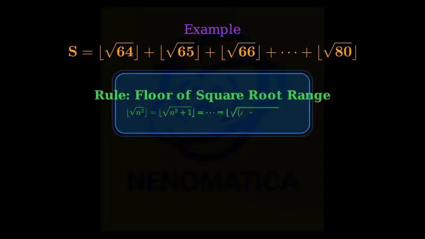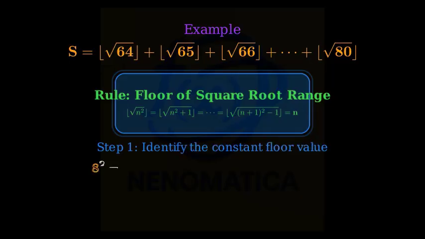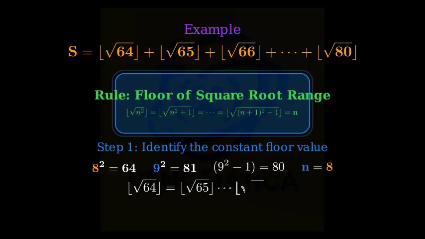For every integer n, all square roots from n squared up to the next perfect square minus 1 have the same floor value, namely n. Let's add the step title on screen. In our problem, the first term is the floor of the square root of 64, and 64 equals 8 squared, so n is 8. The next perfect square is 9 squared, which is 81, so the range goes up to 80, which is 1 less than 81. Therefore, every term from the floor of the square root of 64 up to the floor of the square root of 80 is equal to 8.